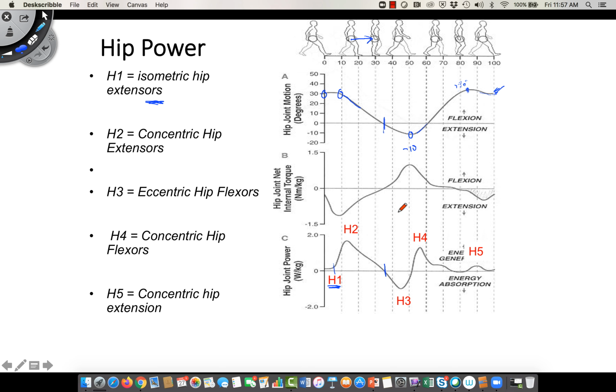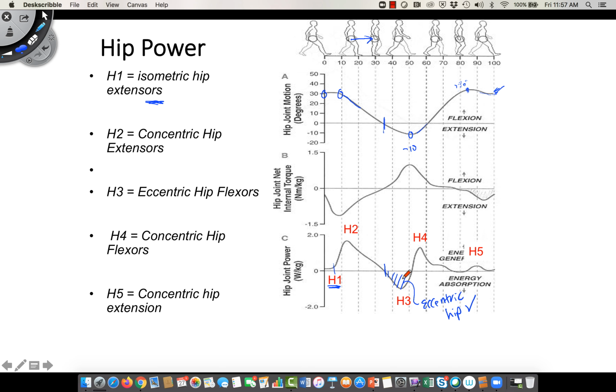And then just as we get into that early part of terminal stance, the agonist switches to the hip flexors, and so we see a negative power, which here means this is an eccentric contraction of the hip flexors to control forward progression of the trunk. So I'm going to come back to this in a minute and draw this out.